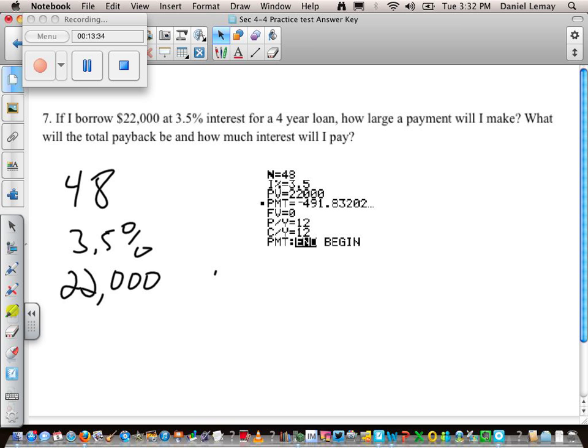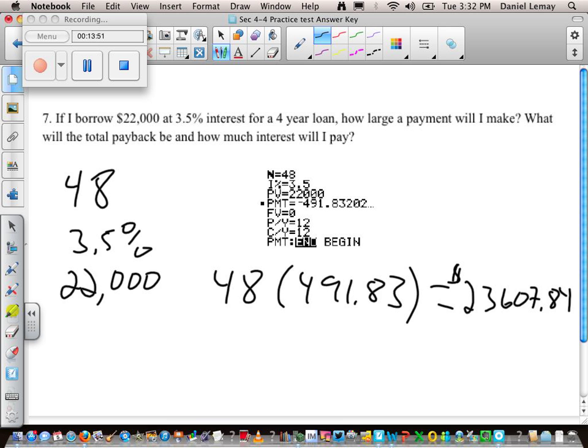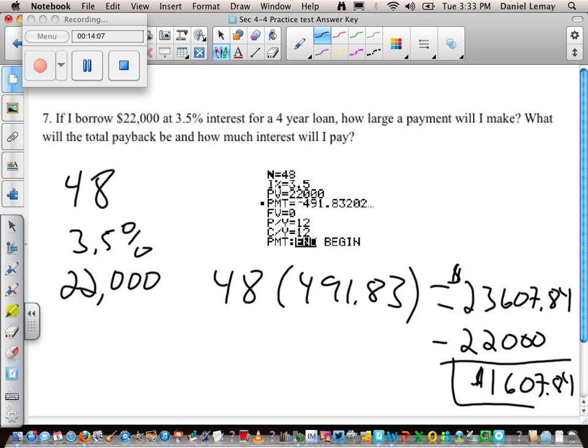What's my total payback? Well, I'm making 48 payments of $491.83. You multiply those numbers and you get $23,607.84. So that's how much you pay back over the 48 months. To get how much this loan is going to cost you in interest, subtract off your original $22,000, and you get $1,607.84. That is what it's going to cost you to take this loan out.